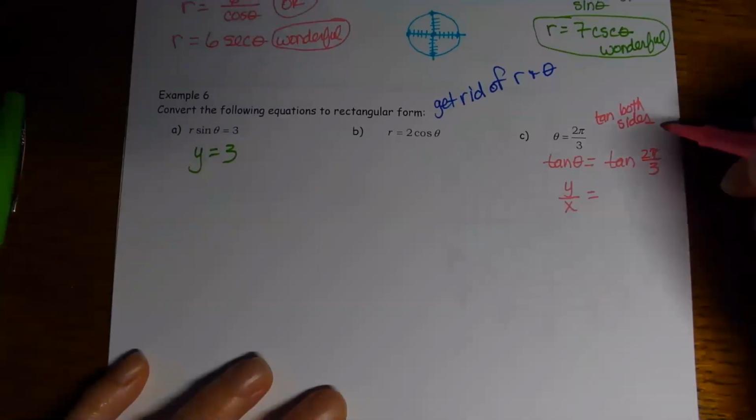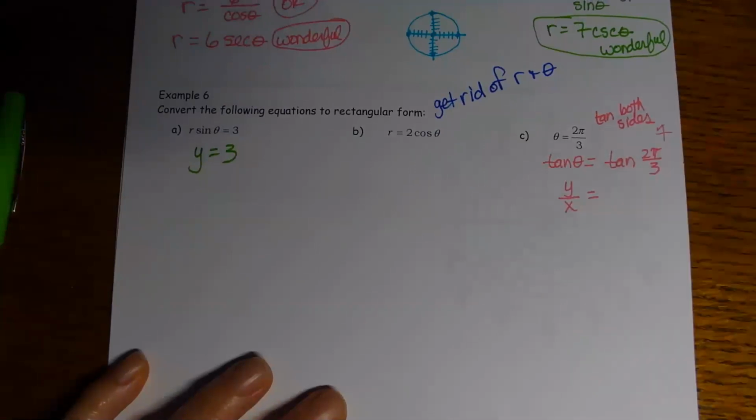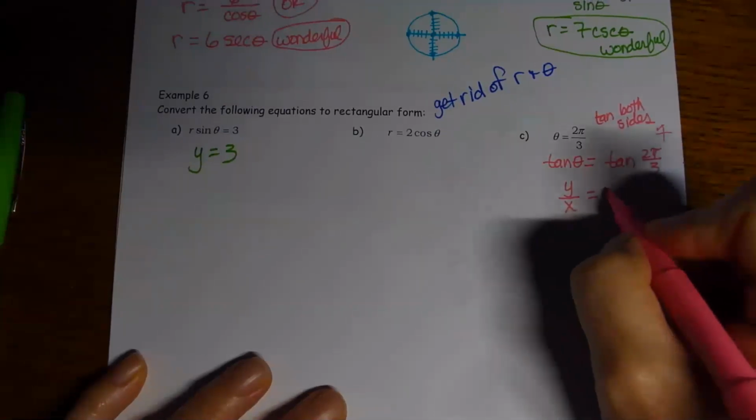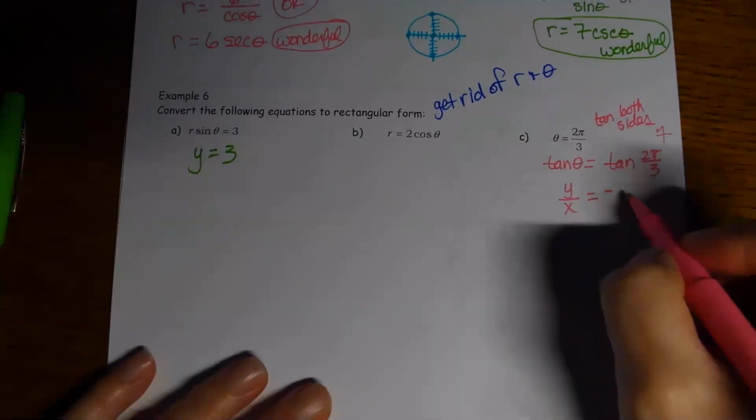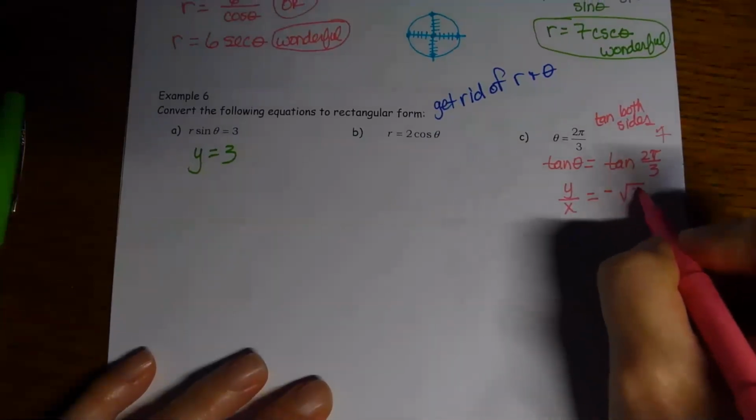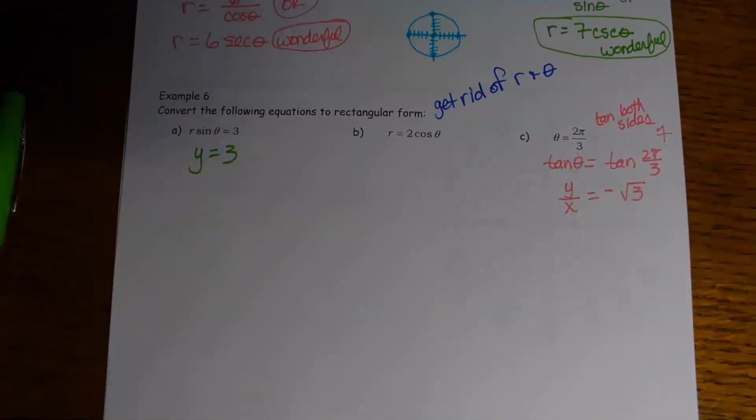Well, where is 2 pi over 3? It's up there. So we know tangent's negative. It's a 60-degree angle, and tangent of 60 degrees is what? Square root of 3. Did you really believe me when I told you that those charts would never go away?